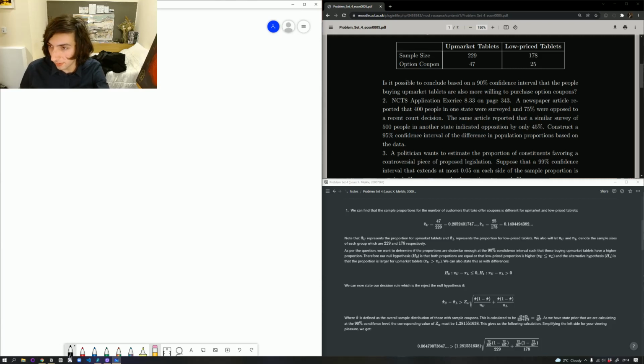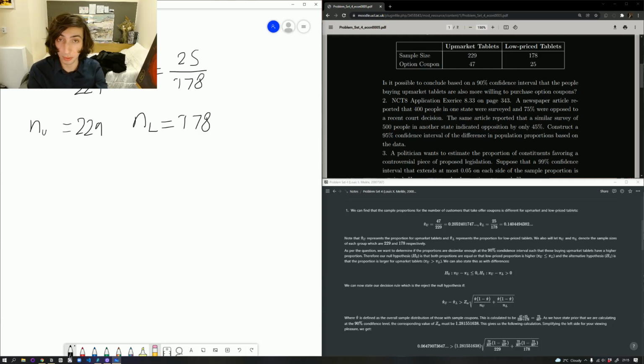We're going to find the pi hat. Remember, pi hat is the sample, and I'm going to use U for upmarket and L for low priced. We can see quite clearly here that you've got 47 over 229 for the upmarket, and 25 over 178 for the low market. Now, we also need to set how many people are in each group. Again, this is fairly easy. We're just doing NU and NL, which is going to be 229 and 178. This is going to be very important later.